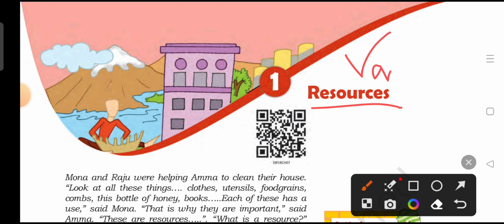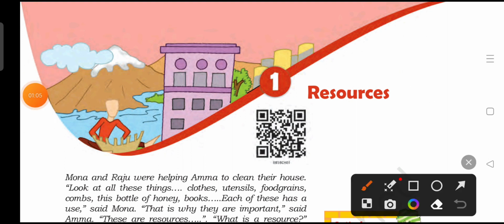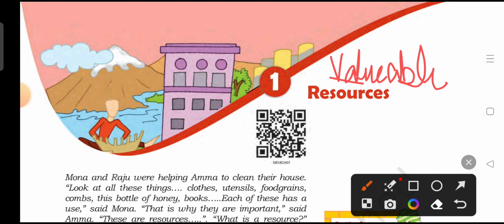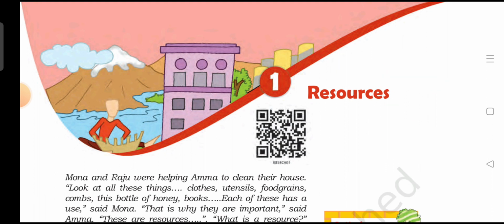For example, you can write valuable things are called resources which are useful to us.